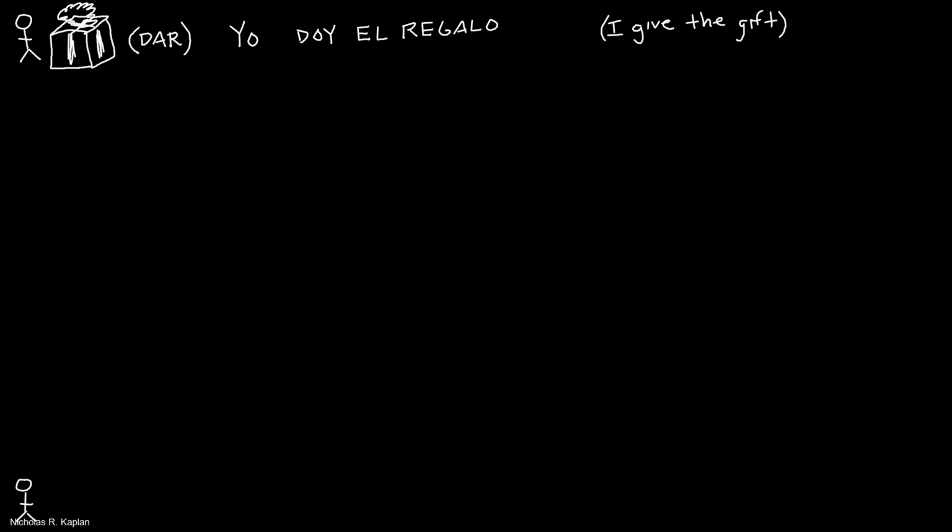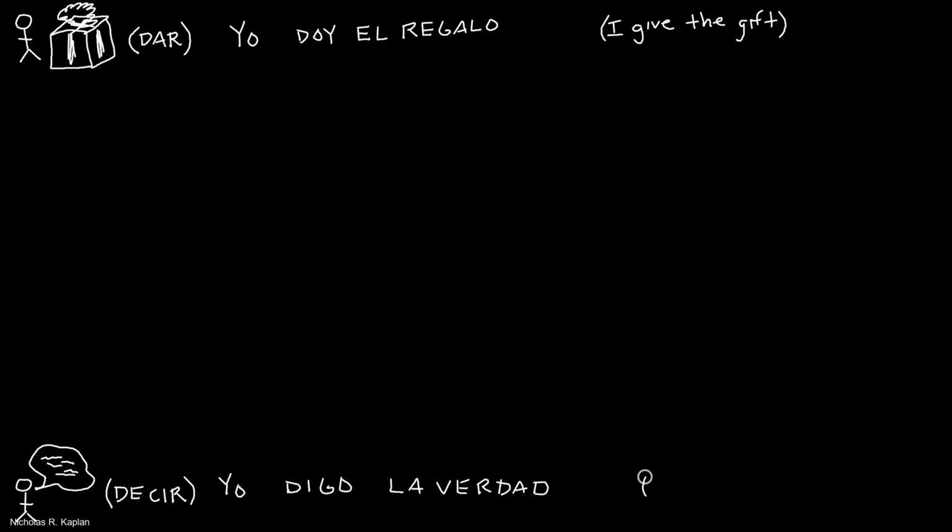Let me draw me again. And what do I have this time? Well, I've got some truth. Sorry, I don't know how to draw truth, but la verdad. And what do you usually do with truth? Well, I hope you tell the truth. So let's use decir. Yo digo la verdad. I tell the truth. Okay, these are both two good sentences.